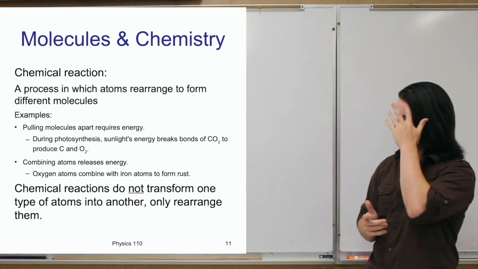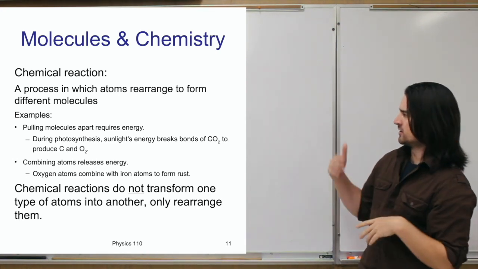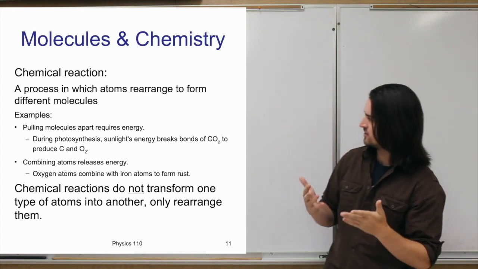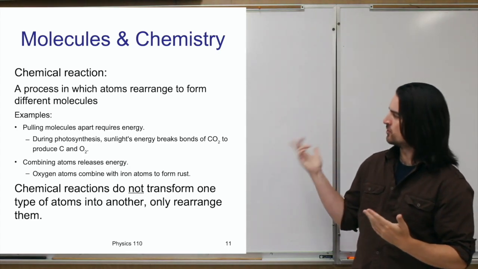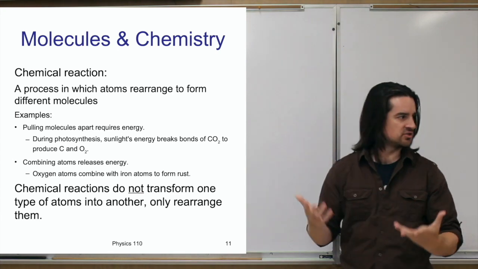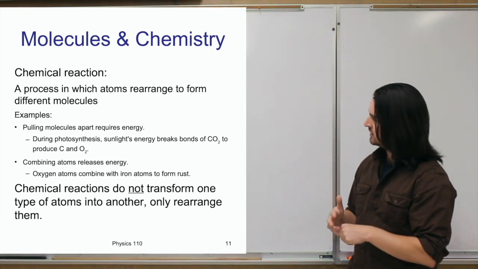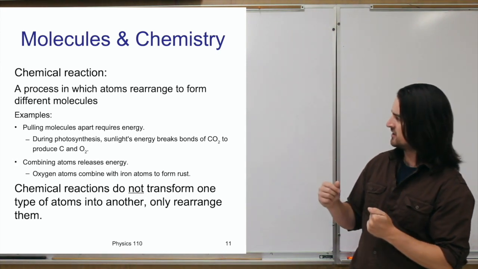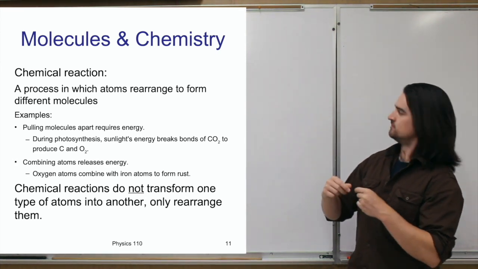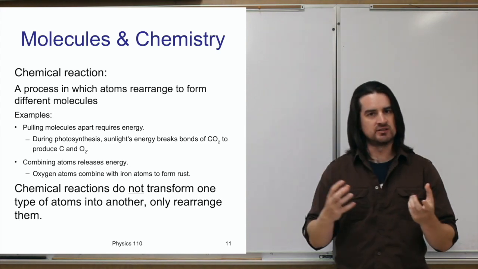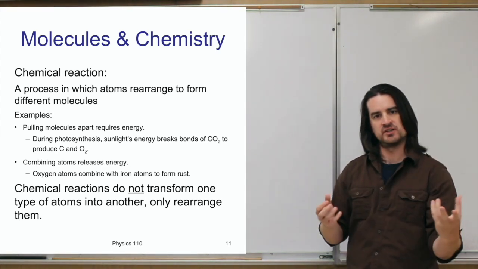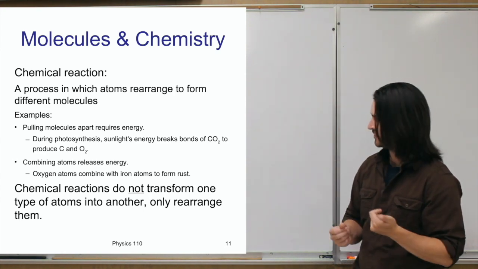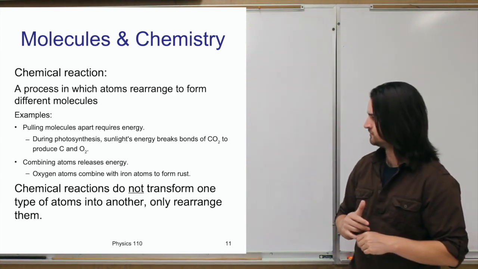Those are chemical processes. If you want to pull apart a molecule, you need to put in some energy. For instance, in photosynthesis, the thing plants do in order to produce energy, they utilize sunlight, the energy from the sun, to break the bonds of carbon dioxide into the individual carbon and O2.